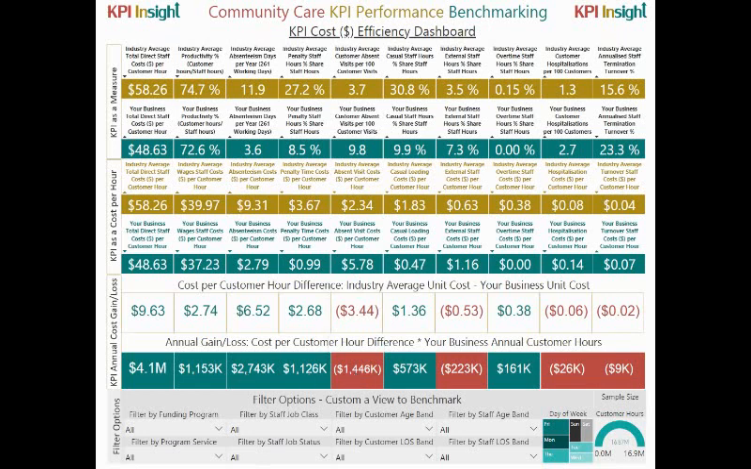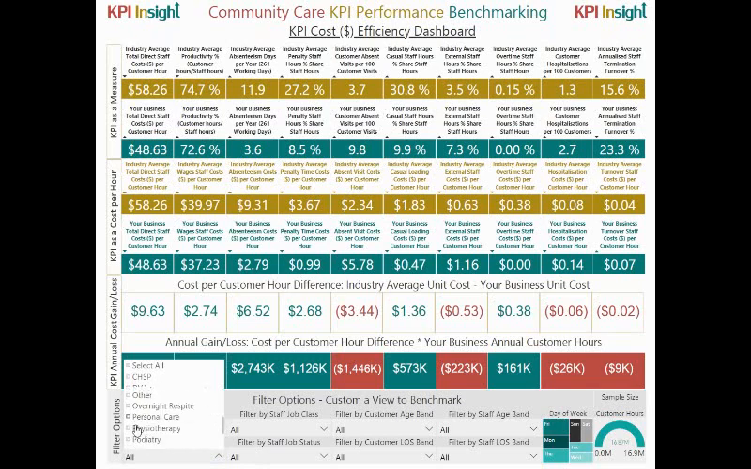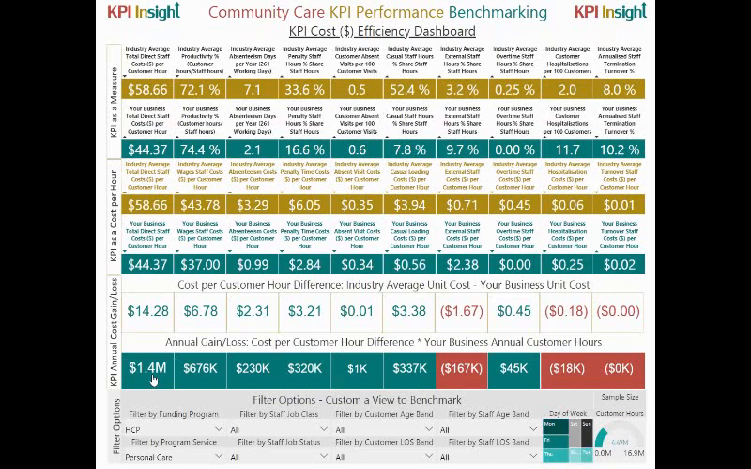The dashboards are dynamic, therefore they appeal to a wider audience in your organisation. Let's filter on the funding program, HCP, and program service of personal care. Your HCP personal care saves 1.4 million per annum against the industry. Notice the power of a better productivity. In this instance, a 2% improvement of productivity has reduced wages cost by 17%, or $6.78.